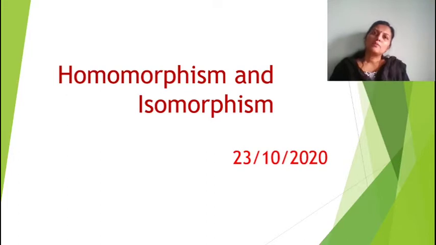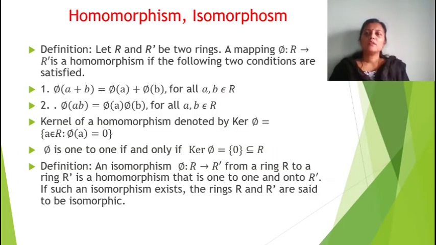So today's portion is homomorphism and isomorphism of rings. This is the definition. Let R and R dash be two rings. A mapping phi from R to R dash is a homomorphism if the following two conditions are satisfied: phi of A plus B is equal to phi of A plus phi of B for all A, B element of R, and phi of AB is equal to phi of A times phi of B for all A, B element of R. So that's the definition.